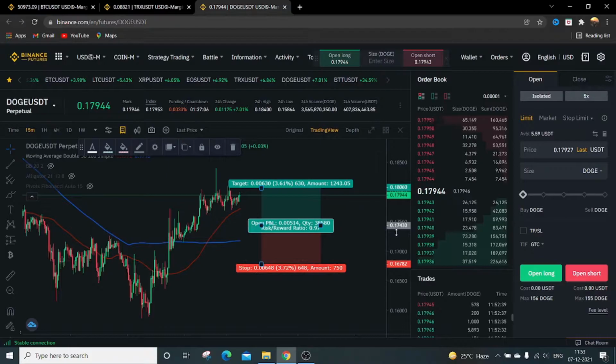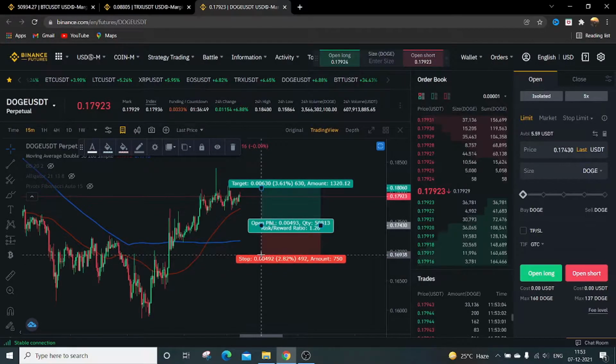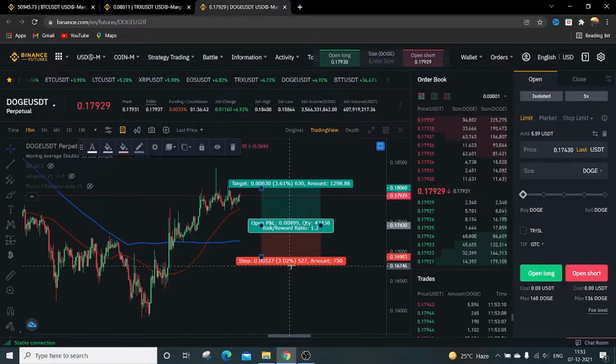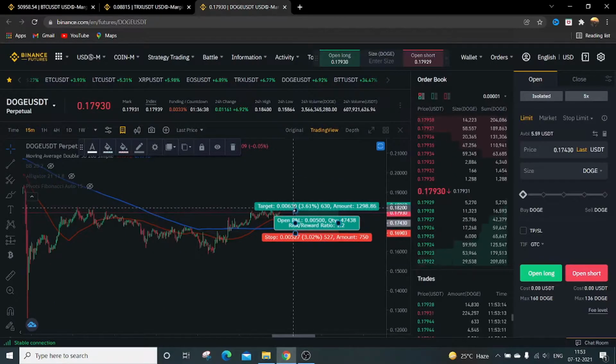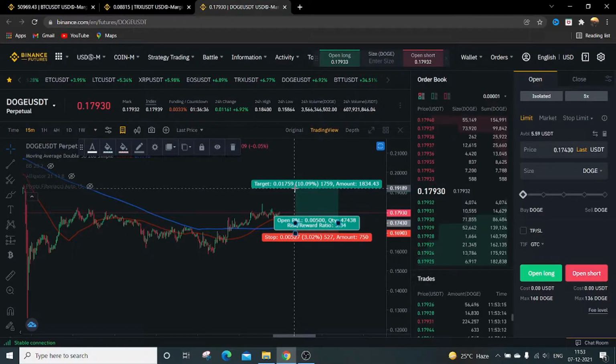So if I want to place a limit order at this point and this price, what is this price? That is 0.1743, so I will just paste 0.17430. Then for the stop loss, I want to keep the stop loss at 3%. So I will just drag this to almost 3%, and I want to take profit at almost 9%.